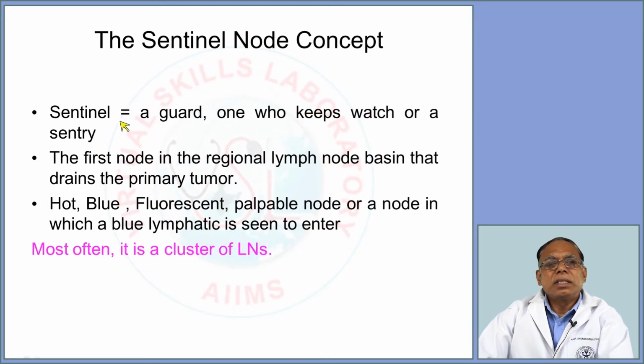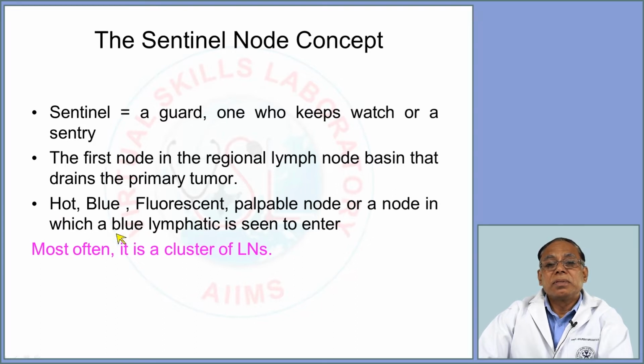So sentinel means a guard, one who keeps a vigil or a watch, like a sentry. This is the first station node located in the axillary nodal basin, and it may be a cluster of nodes. It may be more than one node, and it is defined as a node which is either hot on isotope uptake, or blue if we have injected blue dye, or fluorescent if we have injected a fluorescent dye such as indocyanine green or fluorescein, or any node which is palpable in the axilla will also be called a sentinel node. So a sentinel node is defined as a hot, blue, fluorescent or palpable node.